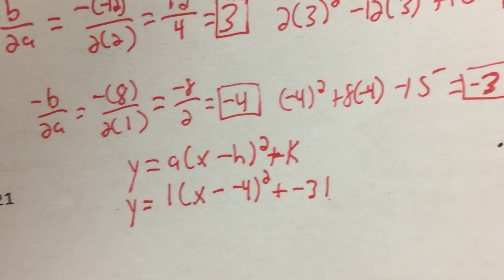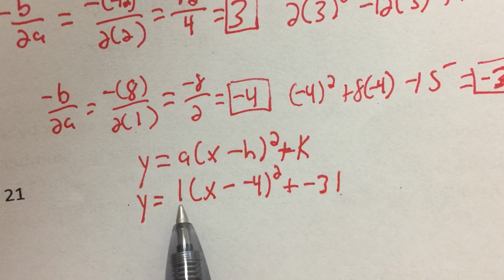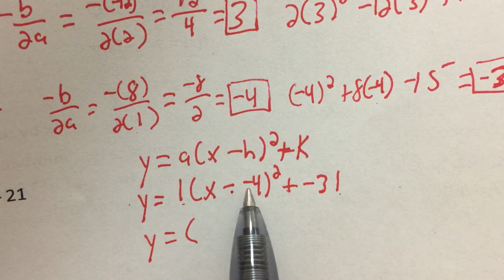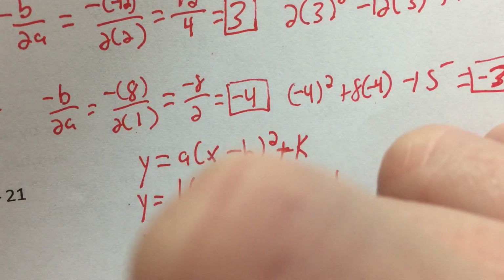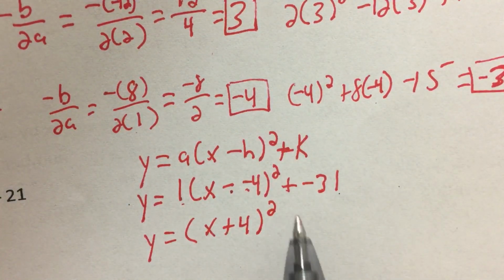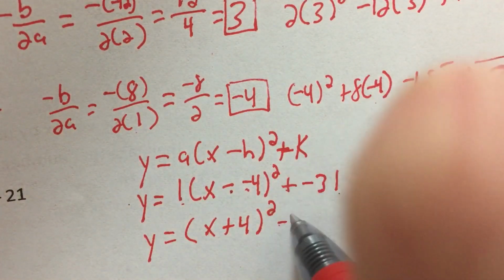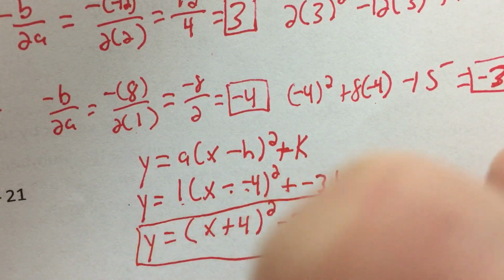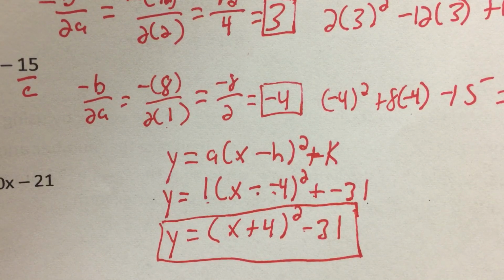Now it's okay to leave it like this, but again, I can clean this up a lot. You don't have to write coefficients of 1 in front of the parentheses. Back-to-back negatives mean positive. And you don't have to write plus a negative at the end. You can just write minus. So now I have taken that standard form equation and turned it into vertex form.